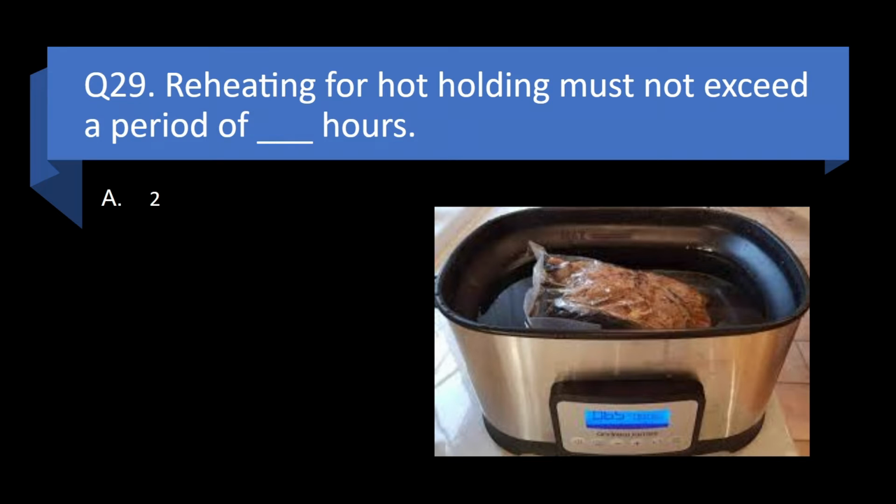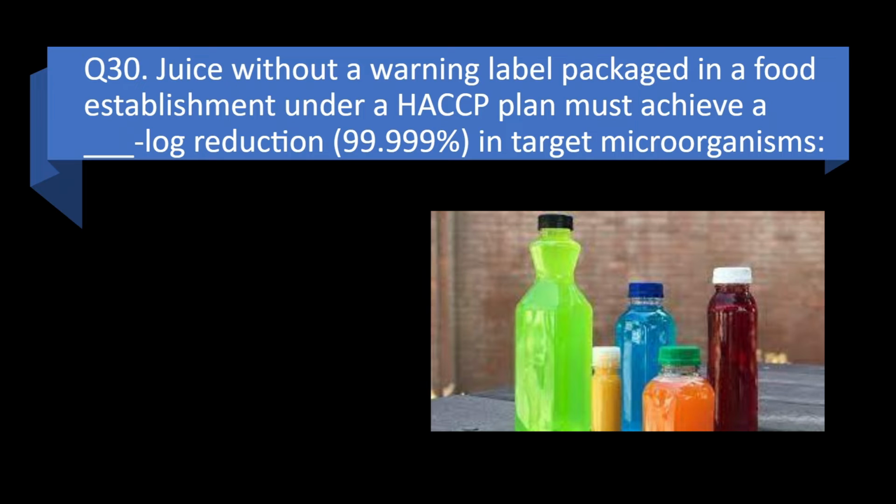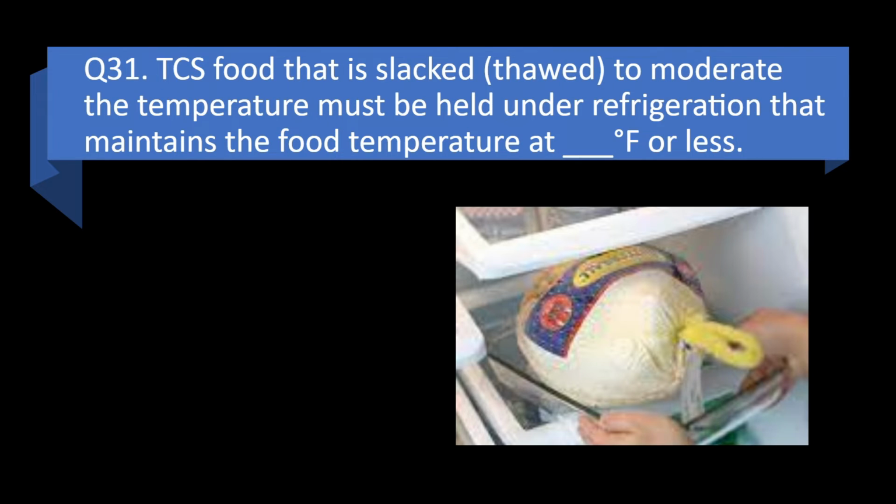A. 2. Question 30. Juice without a warning label packaged in a food establishment under a HACCP plan must achieve a blank log reduction, 99.999%, in target microorganisms. 1, 3, 5, or 7. C. 5. Question 31. TCS food that is slacked, thawed, to moderate the temperature must be held under refrigeration that maintains the food temperature at blank degrees Fahrenheit or less.